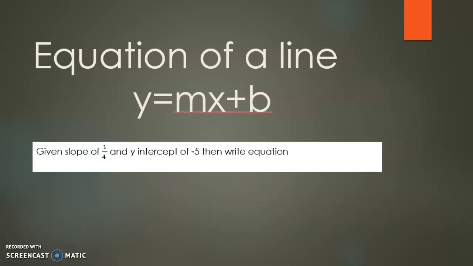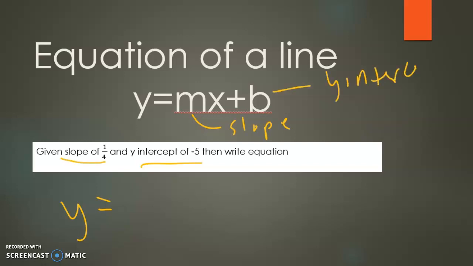Given the slope of 1/4 and y-intercept of negative 5. So y equals what? mx plus b, this is slope. This is y-intercept. So y equals 1/4 x minus 5. Not a plus negative.